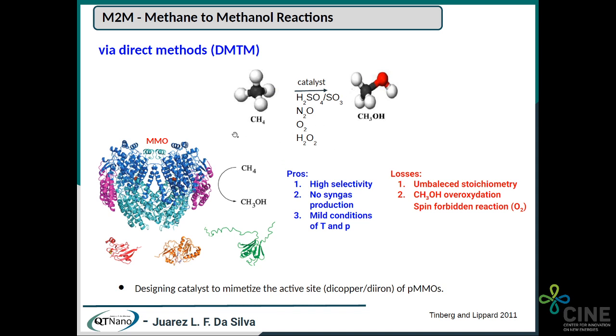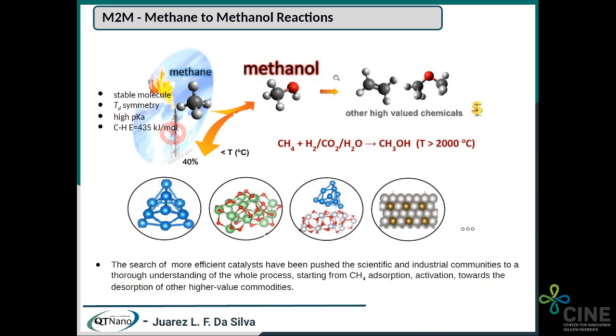However, we have tried to design new catalysts to mimic the active site of the methane monooxygenase enzyme that directly converts methane to methanol in mild conditions. However, we have another difficulty regarding this conversion. Methane is a stable molecule, presents a tetrahedral symmetry and a high pKa, which makes it difficult to remove a hydrogen. So we are trying to understand which catalysts are more efficient to activate methane, and we have a lot of distinct catalysts that can be used, like transition metal particles, oxides, transition metal particles supported on oxides, sulfates, amorphous materials, graphene, and so on.